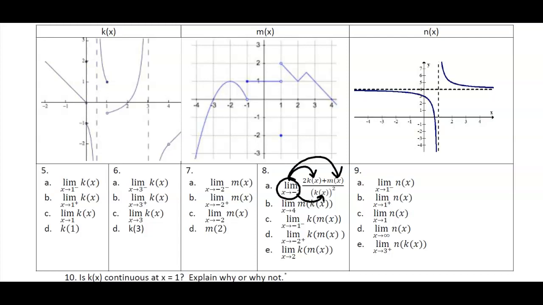So let's first of all find what is the limit of k as x approaches negative 2. Well, here's negative 2. And the limit there would be 2. Okay? So the value of my k function as I approach negative 2 is 2. So that and that are going to be replaced with 2's.